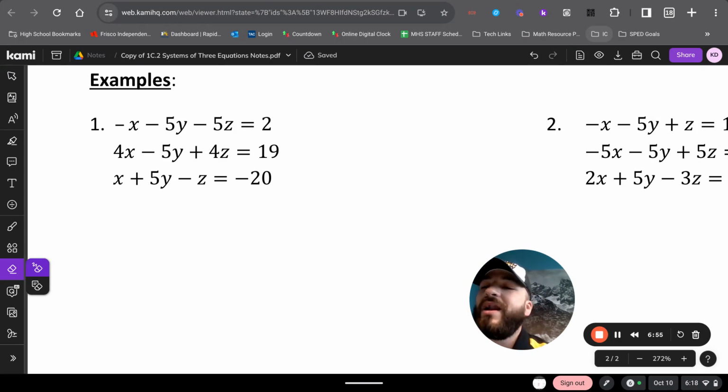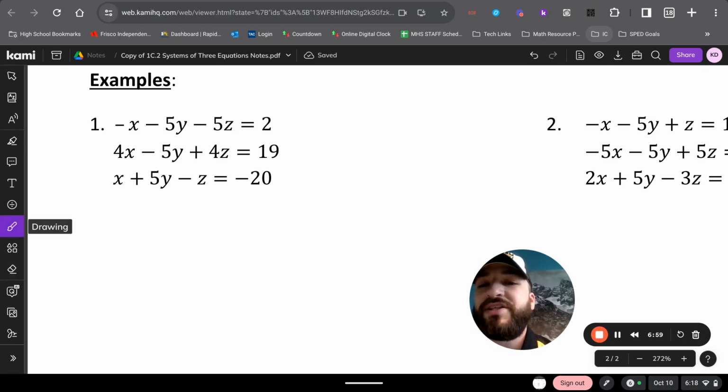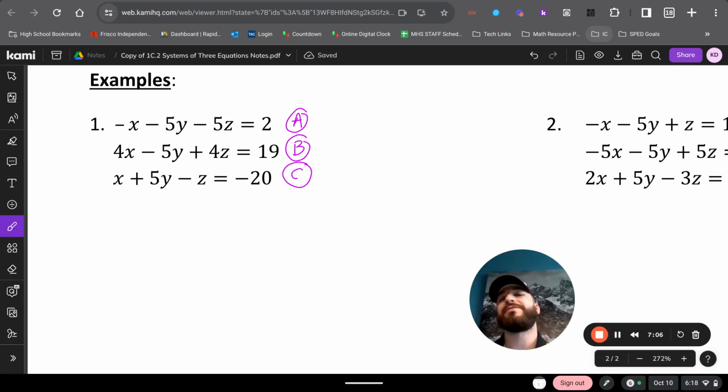And I'm going to go ahead right off the bat, before I do anything else, and label the equations: equation A, equation B, and equation C. This is just to help us keep track of our equations and make sure we don't lose them as we start to get more equations when we eliminate.